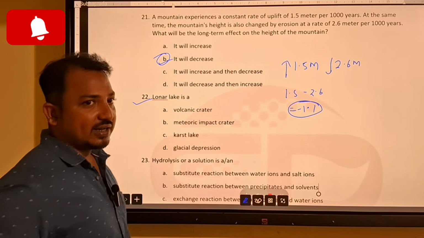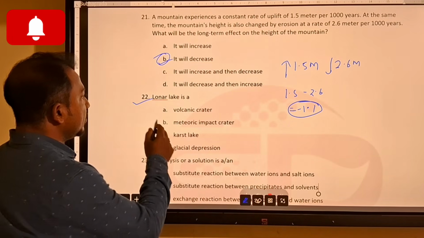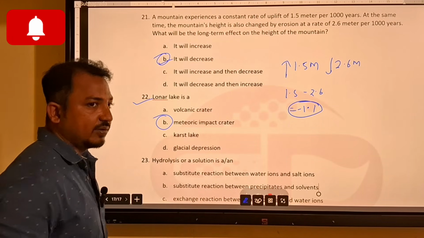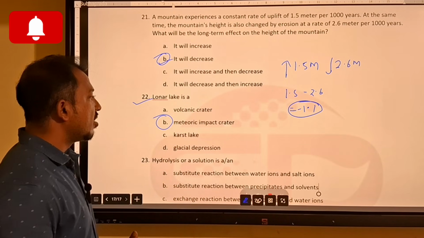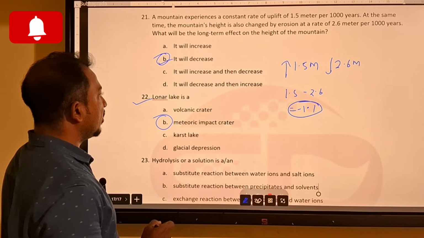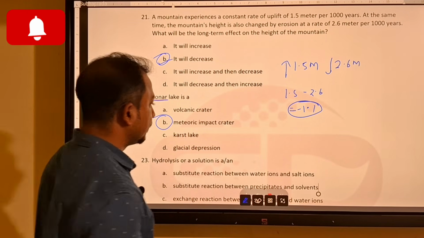Then comes to Lonar Lake. So Lonar Lake is situated in Maharashtra. It is produced by meteoritic impact. Because of some meteorite that fell on the earth, it produced a depression, that produced a lake, which is called Lonar Lake.